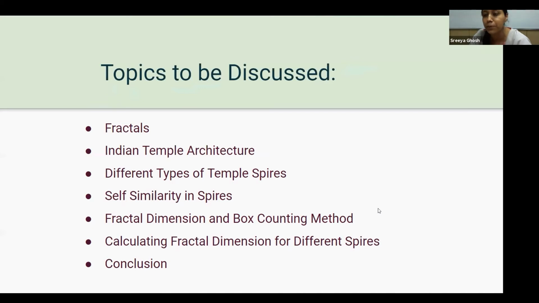We have different types of temples, and we are going to discuss mainly the spires of the temples. There are rich artworks available in the spires, so we will discuss some self-similarity on them. And then we're going to calculate the fractal dimension. We have used the box counting method for calculating the fractal dimension of the spires, and then we have applied our method to various types of temples. So let's just start with that.